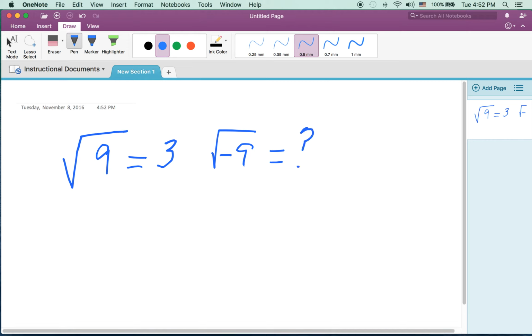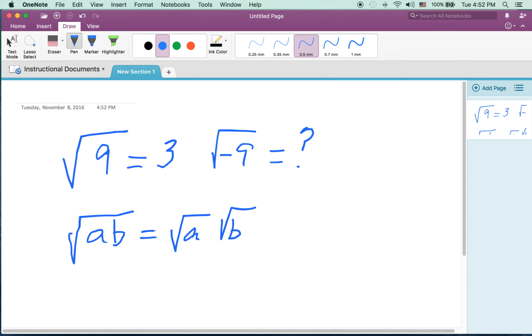Okay? Now using this rule, we know that the square root of a times b equals the square root of a times the square root of b. So we can separate the square root of negative 9 into two parts. We'll separate it into the square root of negative 1 and the square root of 9.